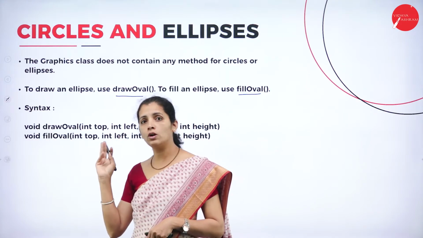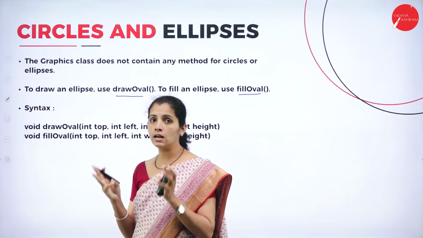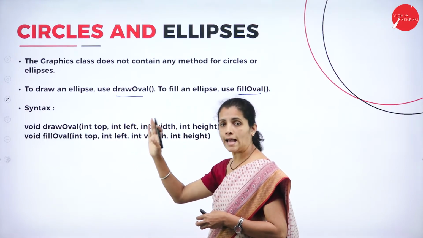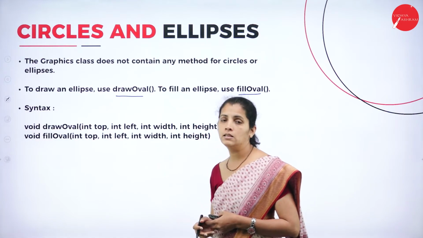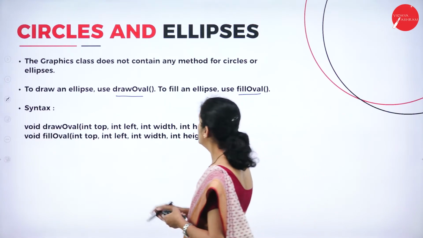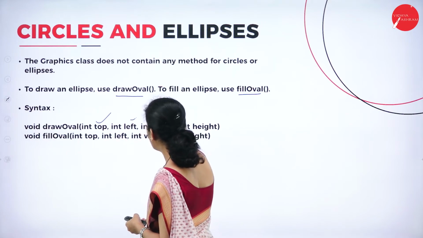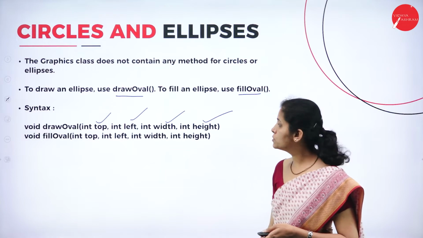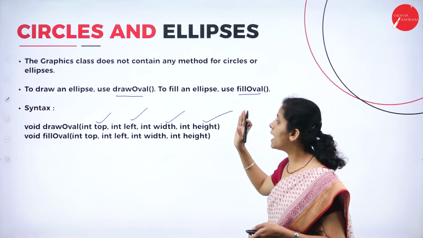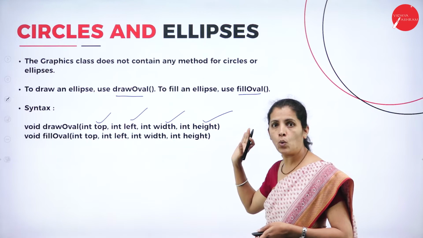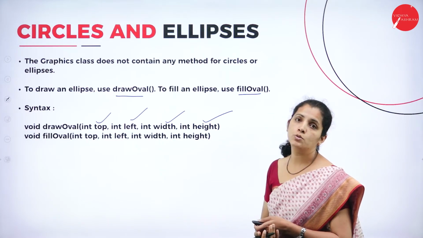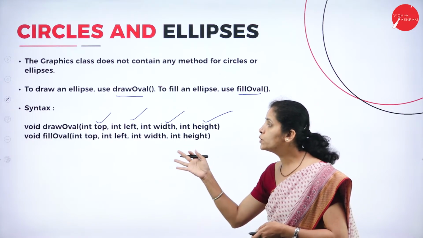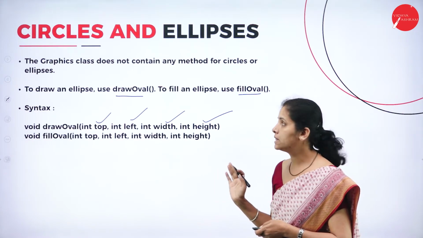So here, to draw the ellipse as well as the circle, I'm going to make use of the drawOval method as well as the fillOval method, and I'm going to specify the top corner, left corner as well as width and height. So I'm going to specify the top corner as well as left corner of the oval. Along with that, I'm going to specify the dimension of an oval. To fill the color, I'm going to use the fillOval method.